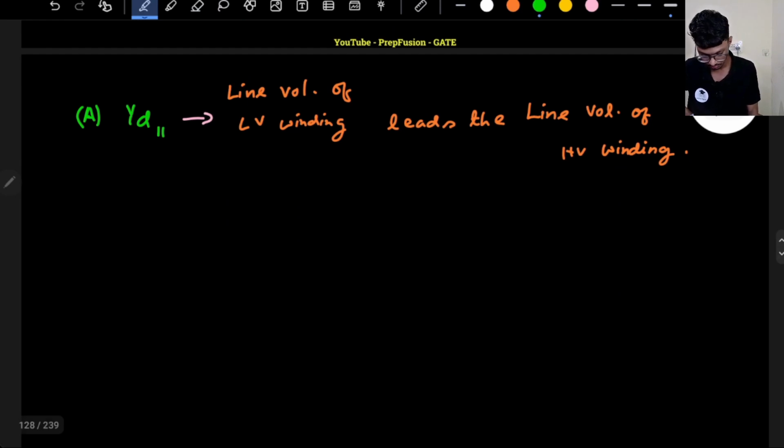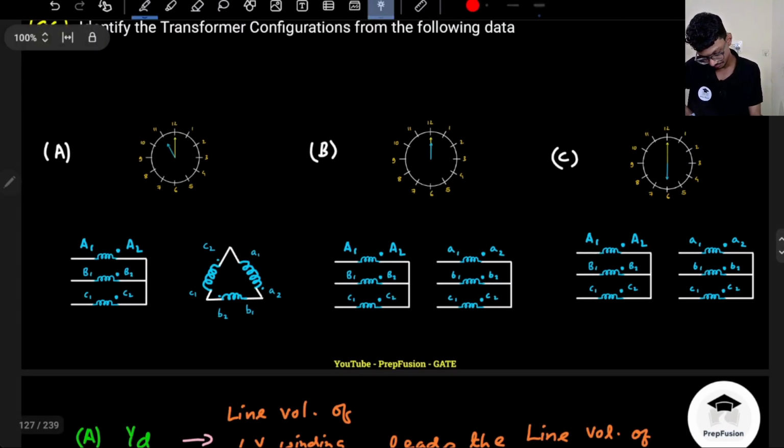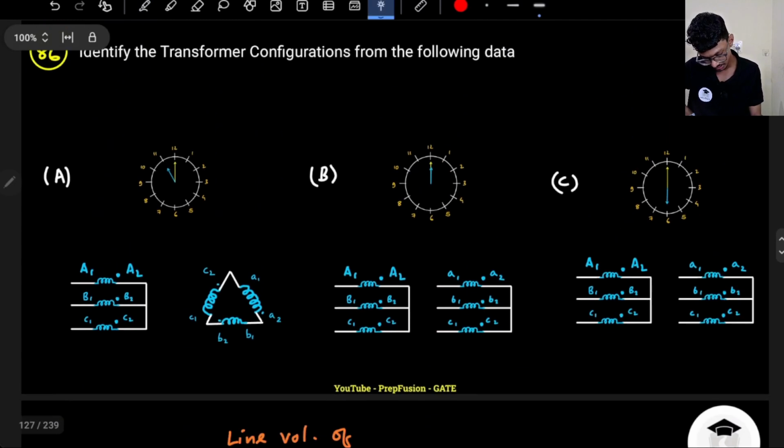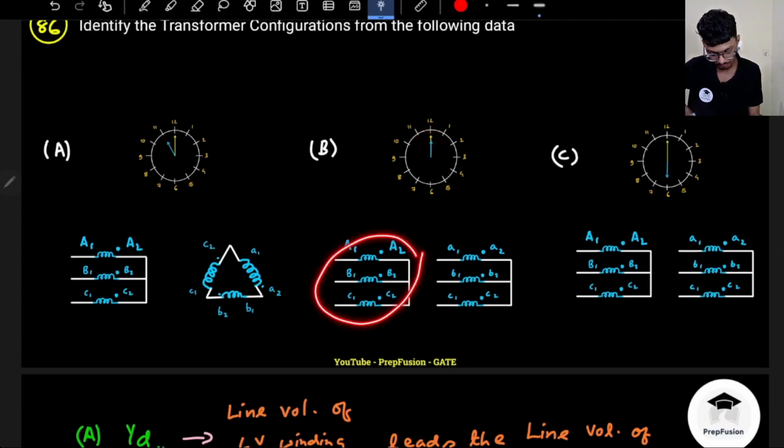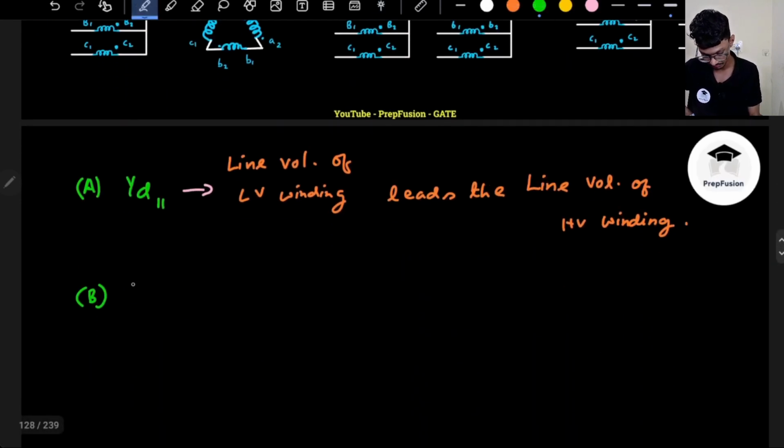Then what about part B? If I see, this is basically the same. They are in the same phase. Again, the high voltage is star and the low voltage is also star, so it is star star. And for star star we generally don't write the 0. It is just YY only.